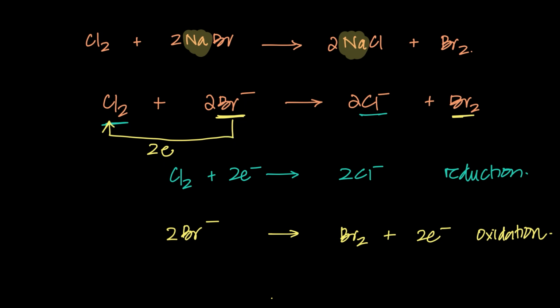So therefore, because the electrons transferred, it's a redox reaction, and it's bromide that's losing electrons and chlorine that's gaining electrons. So in English, bromide is being oxidized to bromine and chlorine is reduced to chloride. Chlorine reduced to chloride, bromide oxidized to bromine.